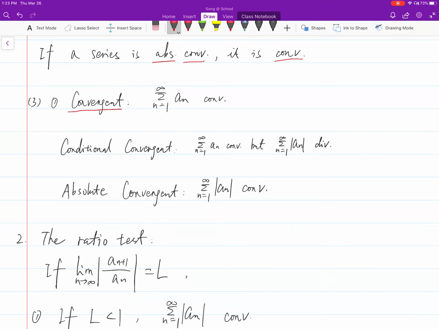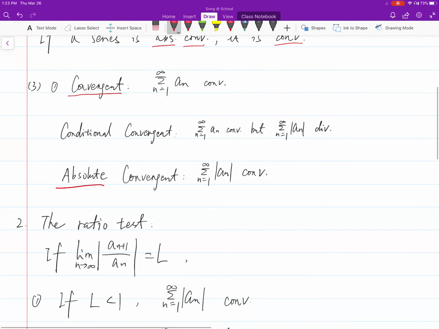Convergent means if you take the sum, it's convergent. Absolute convergent means if you take the sum of the absolute value, it's convergent. We also know if a series is absolutely convergent, it's definitely convergent. This is guaranteed by the absolute convergence theorem. Then it's possible that we have a series which is convergent but not absolutely convergent. Because if it's absolutely convergent, it will be convergent, right? But the converse is very possible.